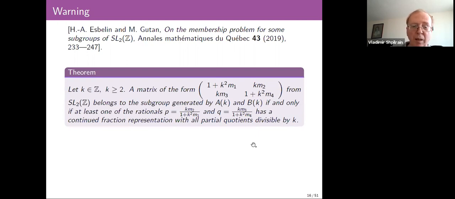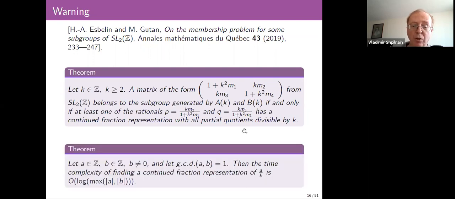It does belong to that subgroup if and only if there is this condition. There's a ratio of one of the entries to another, and one of these ratios should have a continued fraction representation with all partial quotients divisible by k. And the partial quotient representation can be obtained in time which is sublinear in the maximum of the entries of the matrix.